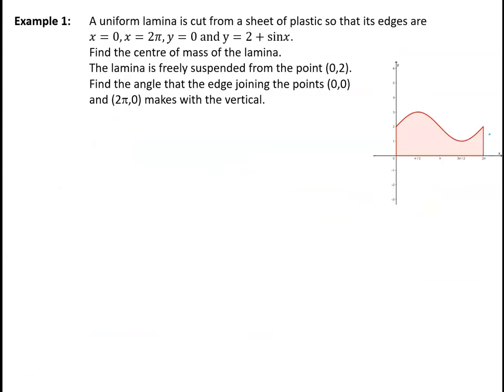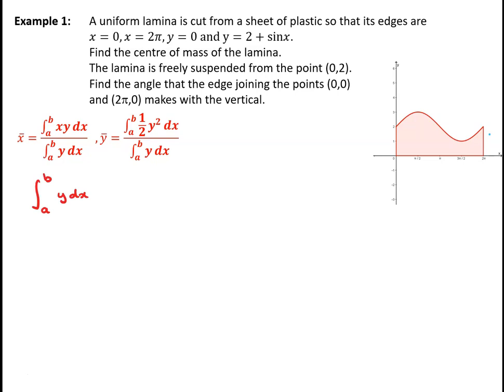We've got a uniform lamina here. It's cut from a sheet of plastic so that the edges of the lamina are x equals 0, x equals 2 pi, y equals 0, and the curve y equals 2 plus sine x. And the first thing we've got to do is find the centre of mass of the lamina. We know that the centre of mass has an x-coordinate given by the integral of xy divided by the integral of y, and a y-coordinate given by the integral of a half y squared divided by the integral of y.